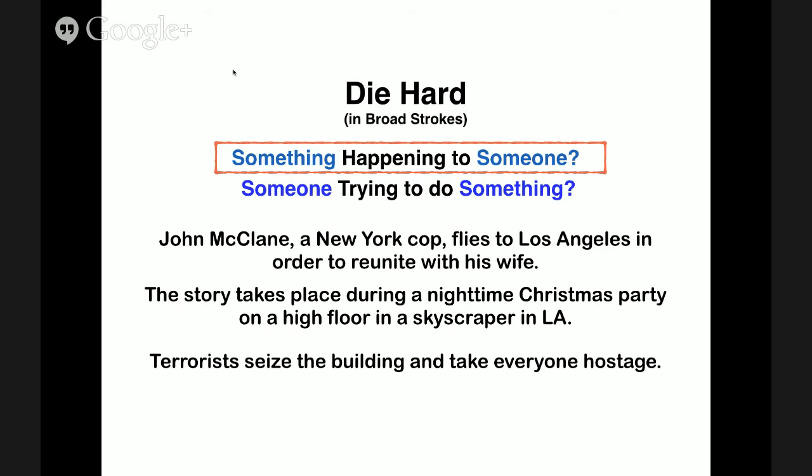It's just which one is relegated to subplots and the character more, and which one is about the primary situation. So when it comes to Die Hard, something is happening to someone is the primary situation, but someone trying to do something then becomes the subplot, and that's where he's trying to reunite with his wife. So they're both present. It's just which one becomes the primary situation and which one becomes that personal goal.